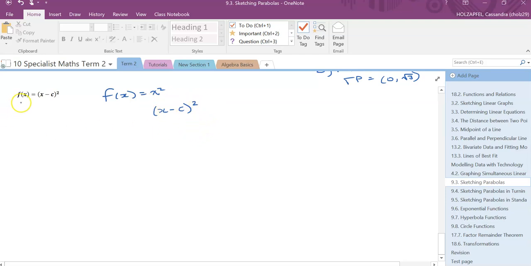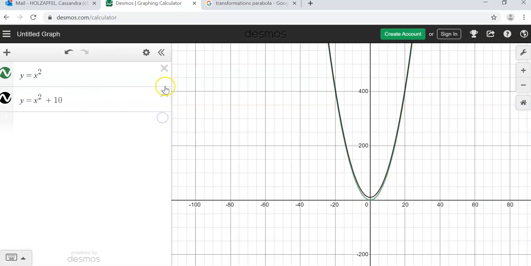Okay, so here's the question now. If we have a positive value of c, so in other words, it would be something like x minus positive c, this is going to get a little confusing, so let's say x minus 3, then how do we think that this is going to shift, or how do we think that this is going to translate? So why don't we do this using Desmos again, just to make sure that we know what the transformation is.